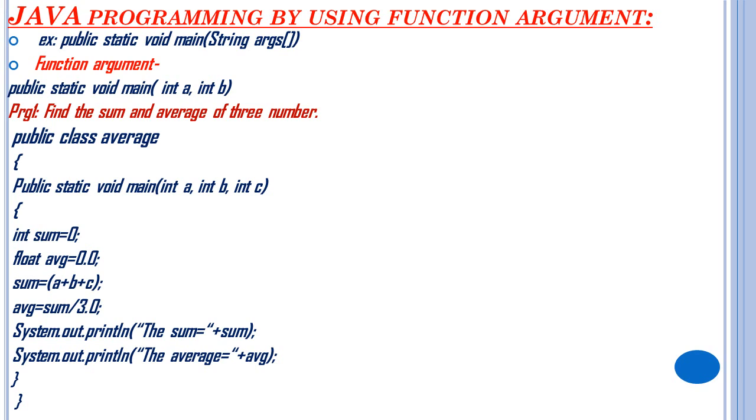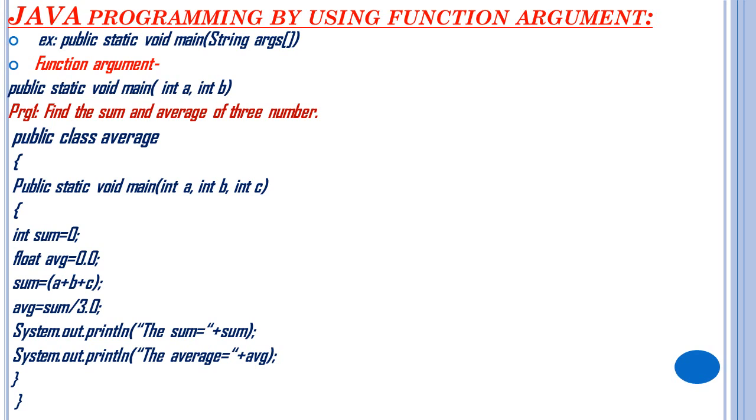Next, you want to display the sum and average value, right? So System.out.println. This System.out.println is an output statement used to display the value on the output screen. Next you open the bracket, write in double quotes "sum equal", close the double quote, and to display the value stored in the variable sum, you write plus sum. Next, same for the average also, plus average.